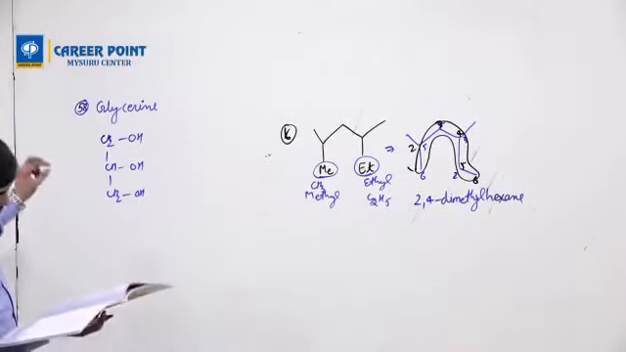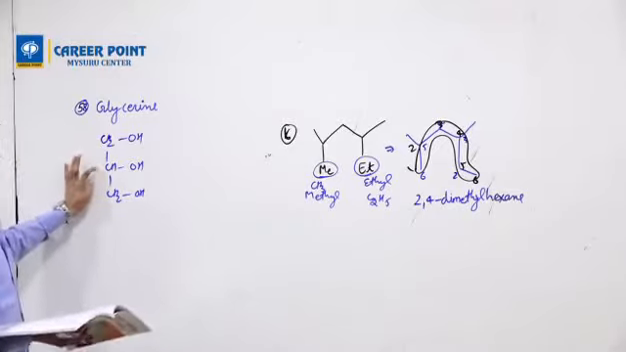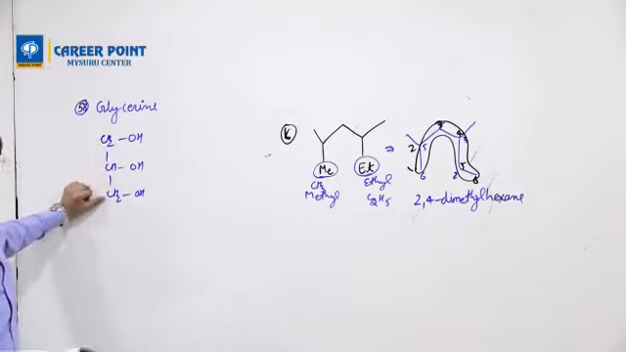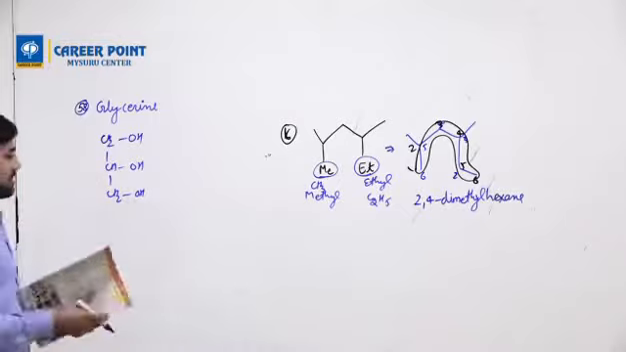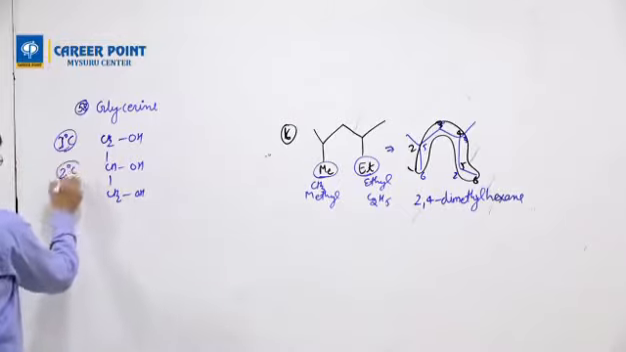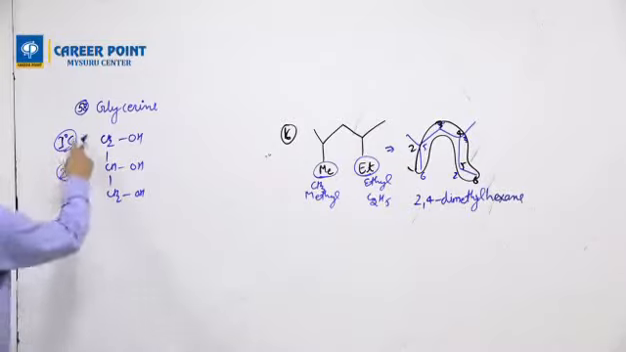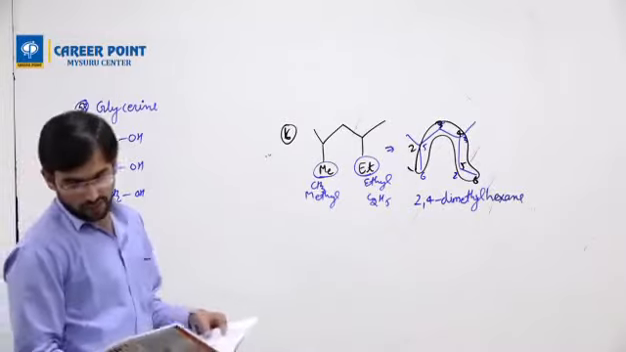It has 2 primary alcohols and 1 secondary alcohol. This carbon is connected to one side carbon only, but this carbon is connected to 2 side carbons, right? So this is called primary carbon, secondary carbon. So 2 primary alcohol, 1 secondary alcohol. This is question number 58.